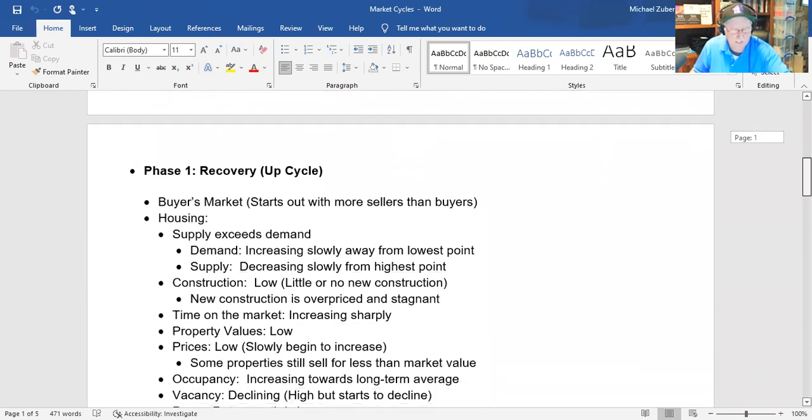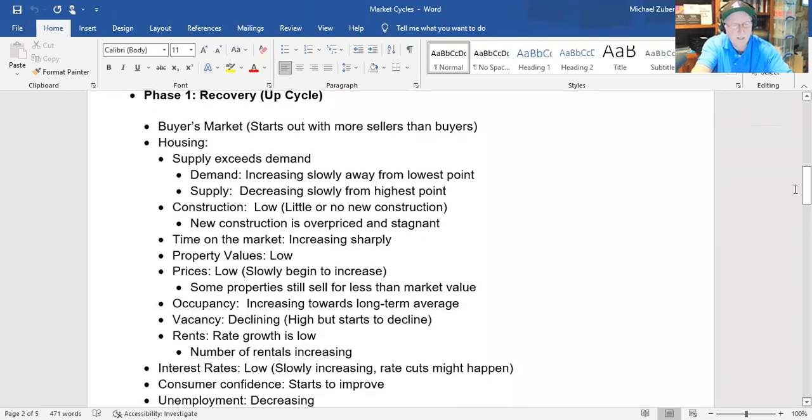All right, so scroll down. We're going to talk about the recovery and upcycle first. What do you got for us there? Well, recovery, as you can see, there's lots of characteristics here. It's a buyer's market for recovery. And under housing, you'll see some characteristics on each of the phases: supply, construction, time on the market, property values, prices, occupancy, vacancy, rents. There's a lot of data here. So again, this will be in the bonus section. We'll put this in the free course as well.